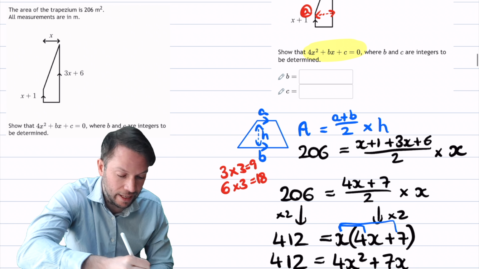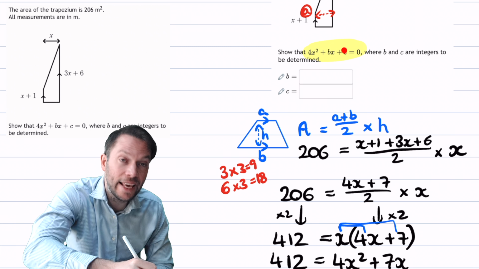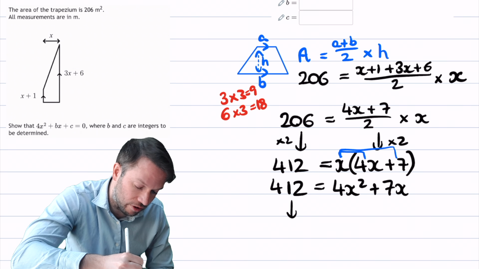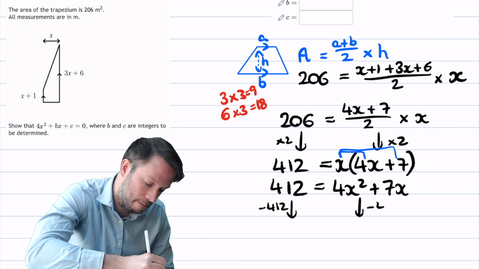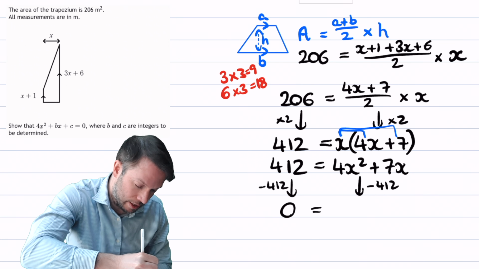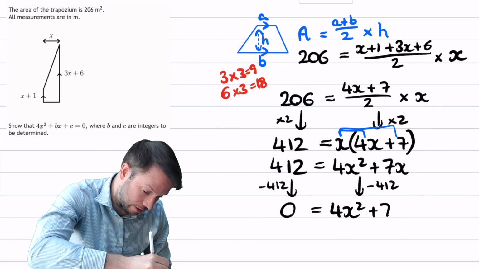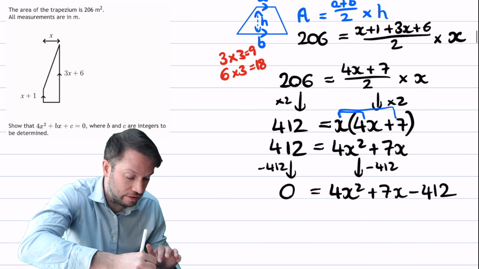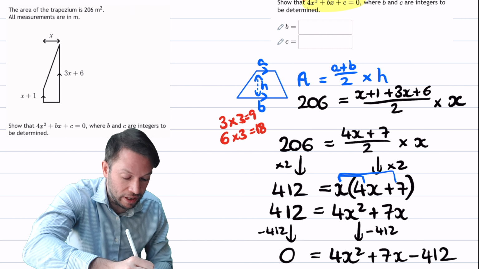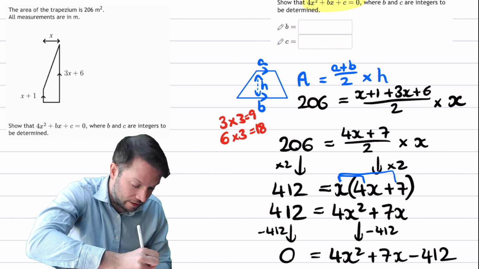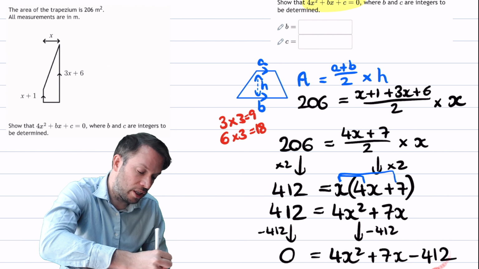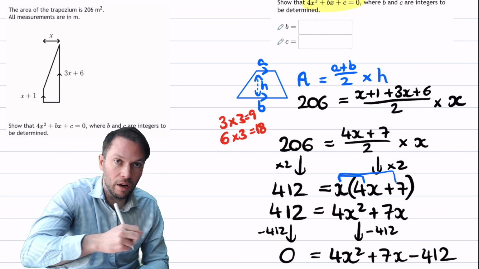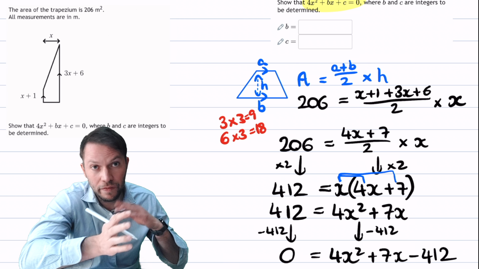Now the equation I'm trying to get is 4x squared plus something x plus something equals 0. We want 0 on one side, but we don't have 0 on one side, so I'm going to subtract 412 from both sides of the equation. So that just gives you 0. And then we're going to have 4x squared plus 7x minus 412. And that's great because I now do have this equation in this required form. I've got 4x squared, plus something x plus c. And now you might think, oh, this is not plus something, it's minus something. But it's okay because we could think of this minus 412 as plus negative 412. It's effectively the same thing.